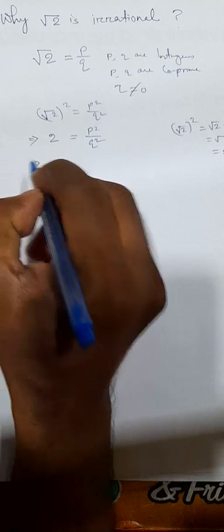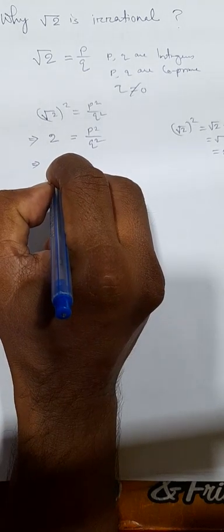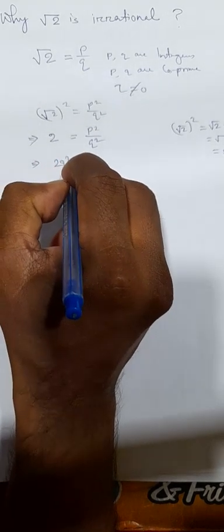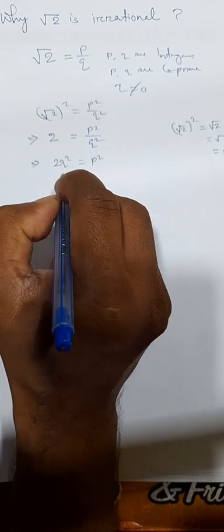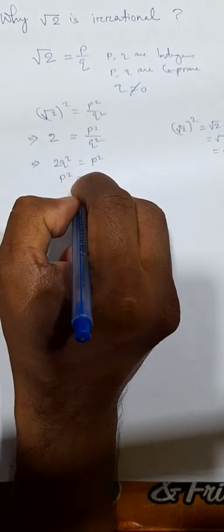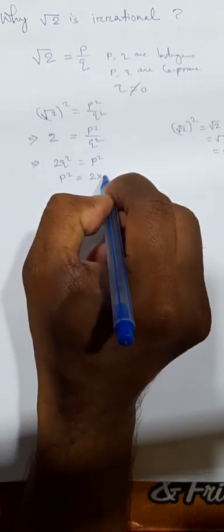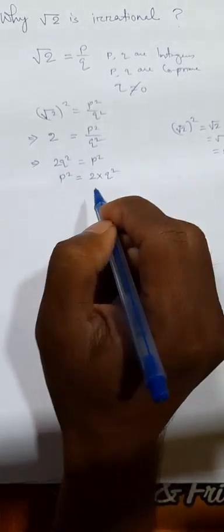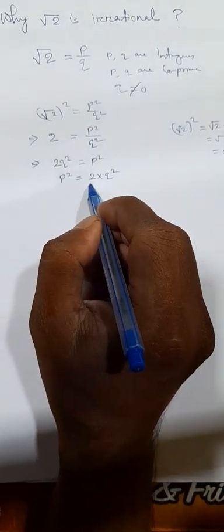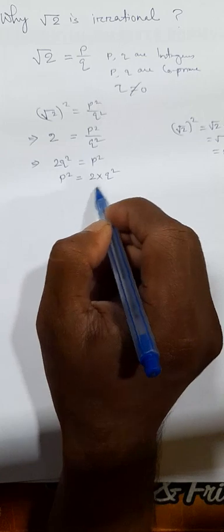This means twice of q square equal to p square, or we can say p square equal to twice of q square. Now you see p square is a multiple of 2 times of q square. That means p square is an even number.